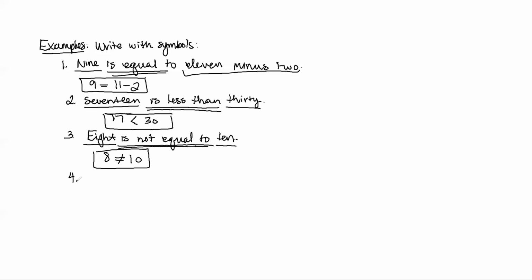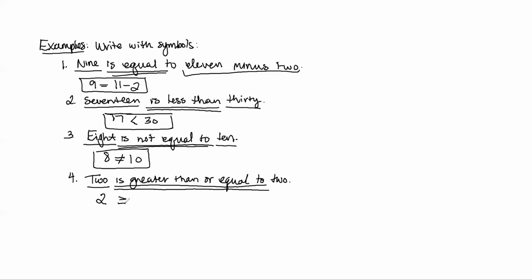And then let's go ahead and do one more here. 2 is greater than or equal to 2. So first we have 2, number 2 is greater than or equal to, so try writing down that symbol. So you should have a greater than or equal to symbol with the line underneath pointing to the right, and then number 2.